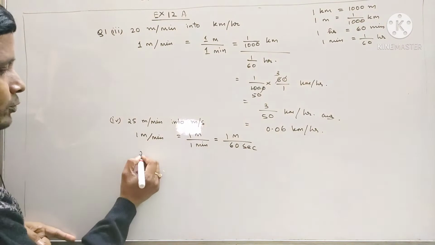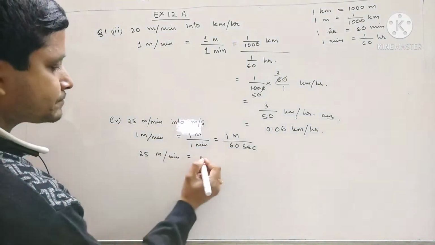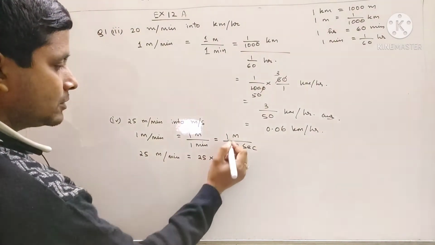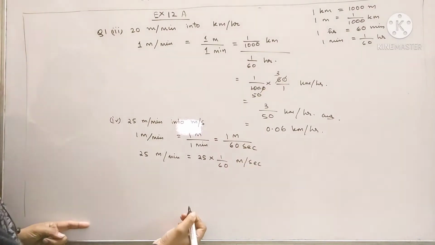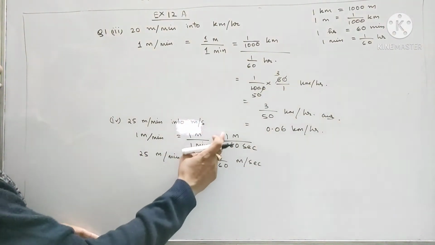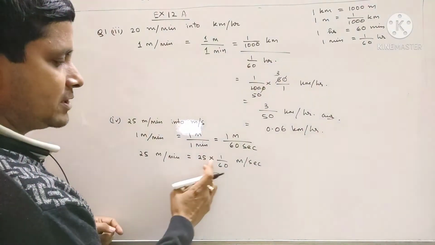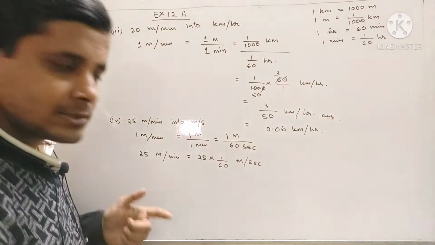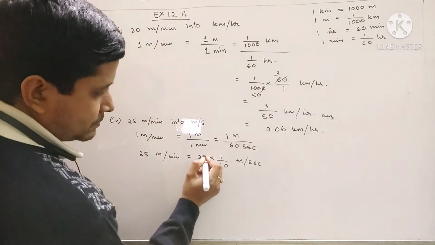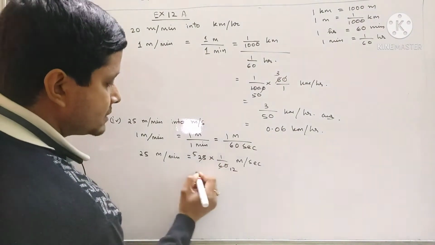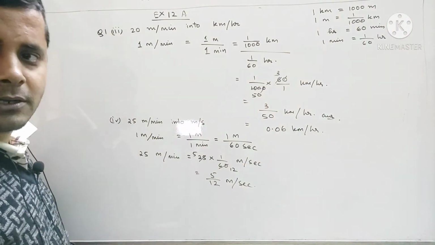So now we have to convert 25 meter per minute. So we will write here 25 into 1 by 60 meter per second. Correct? See, 1 meter per minute is equal to 1 by 60 meter per second. So 25 meter per minute will be equal to 25 into 1 by 60 meter per second. So now it will get cancelled. 5 5s are 25 and 5 12s are 60. So here we have got 5 by 12 meter per second.